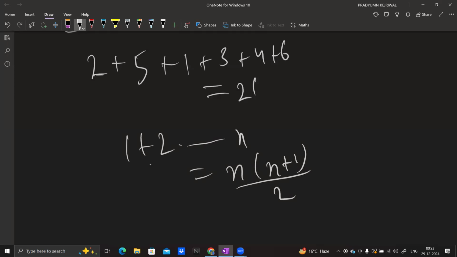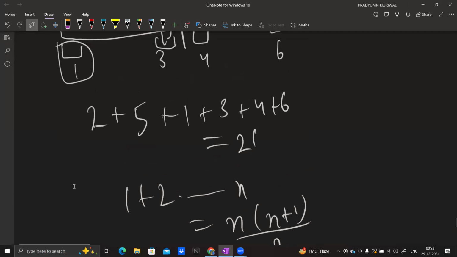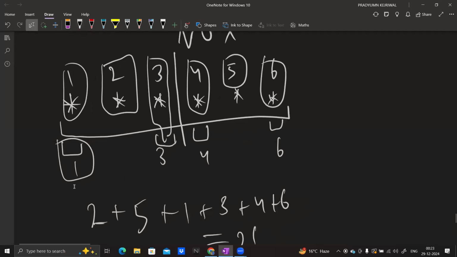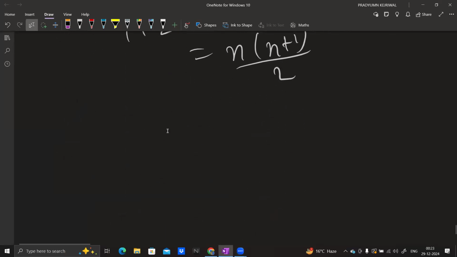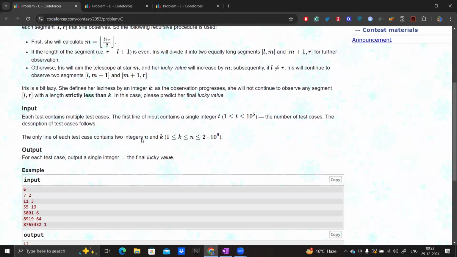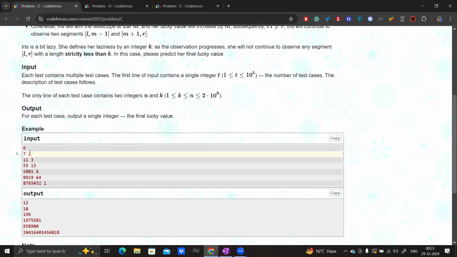But the thing is that she is a bit lazy. So once the segment size becomes less than k, she has a number k, then she stops observing the stars. For example, I'll just dry run this test case. We have n equals 7 and k equals 2. So we have 7 stars: 1, 2, 3, 4, 5, 6, 7.